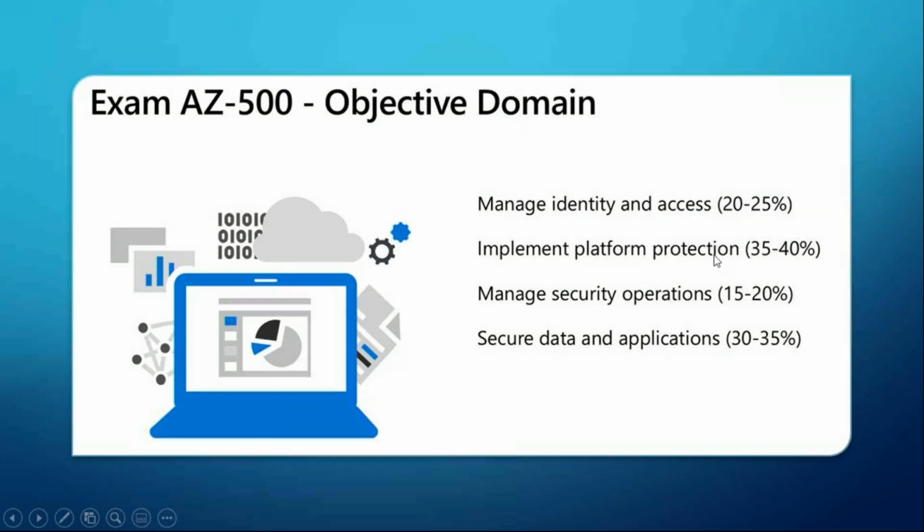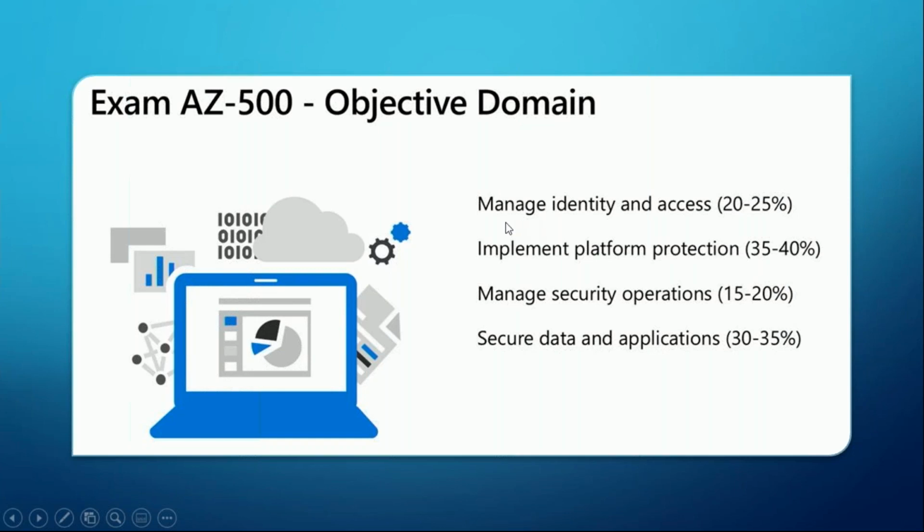Next, implement platform protection. We will talk about what platform protection things we need to cover. This is 35 to 40% of the weightage of the examination. Security operations is 15 to 20%, and secure data and applications is 30 to 45% of the weightage. So if you are appearing for the AZ-500 examination, you need to understand implementing platform protection and securing data and applications. These are the two heavily weighted areas, and you need to take care of them.